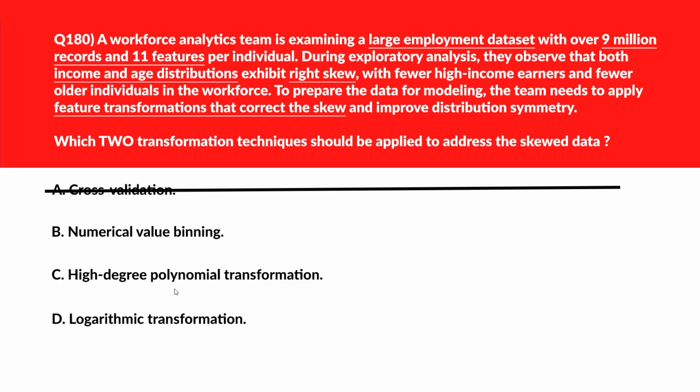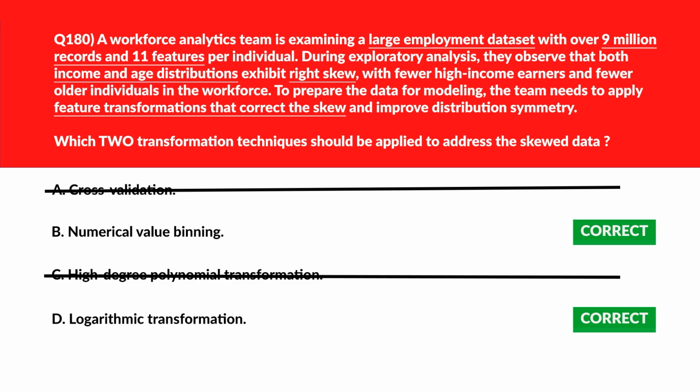C says high degree polynomial transformation. High degree polynomial transformation increases variance and complexity, worsening skew correction. Let's delete it. We'll move to D. D says logarithmic transformation. Log transformation compresses large values and reduces right skew. Therefore, another correct answer. We'll lock option B, numerical value binning, and option D, logarithmic transformation, as the right choice.